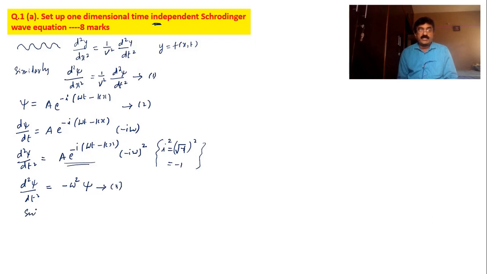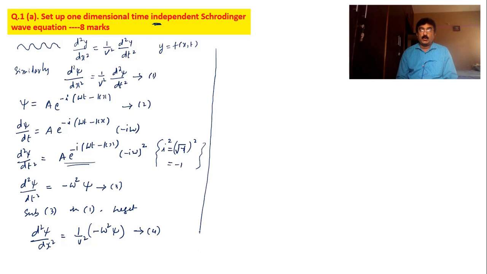Substitute equation 3 in equation 1. We get d square psi by dx square is equal to 1 by v square into minus omega square psi. Call this equation number 4. Please follow carefully. There are so many equations, already 4 equations we have.